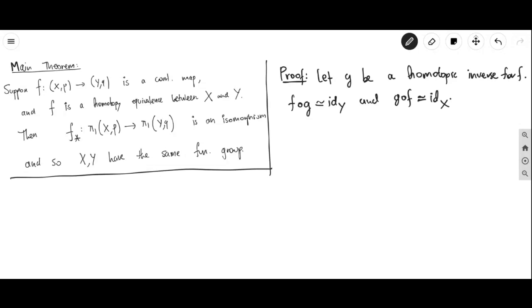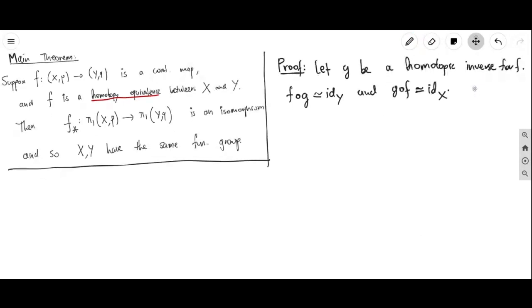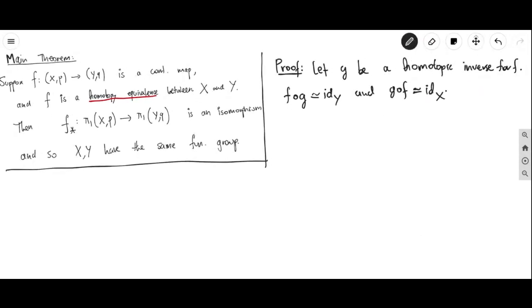The reason why you know that this exists is the assumption that you have a homotopy equivalence. Homotopy equivalence basically means you have a homotopic inverse. So it's almost an inverse, but it's not really an inverse. It's homotopic to the inverse. So let G be the homotopic inverse. And now let's construct the following.